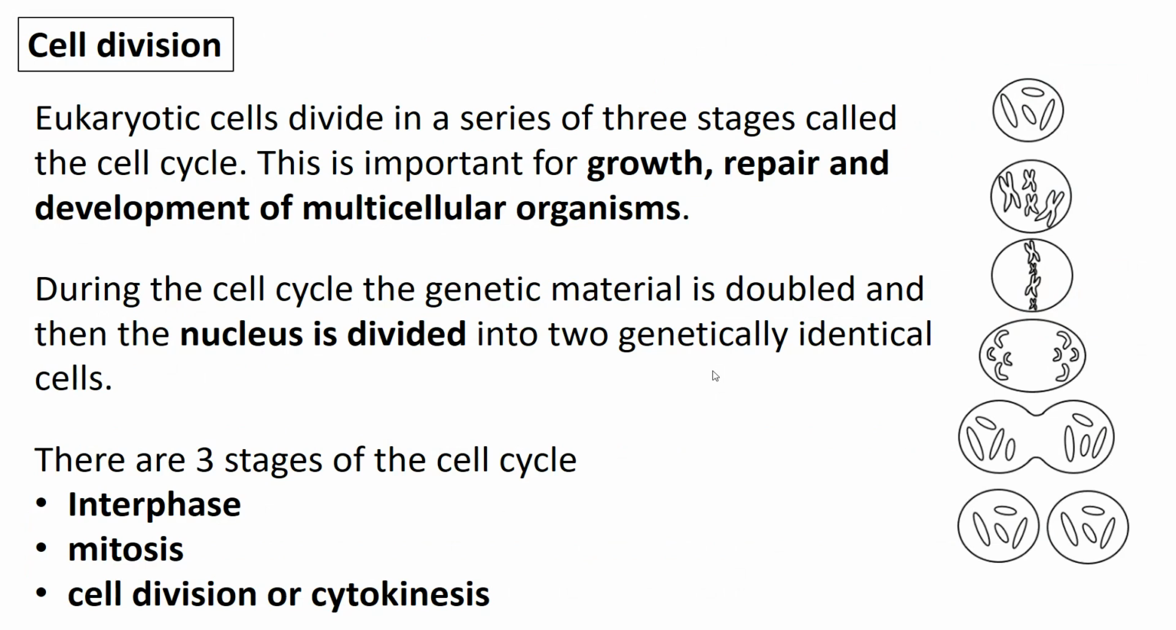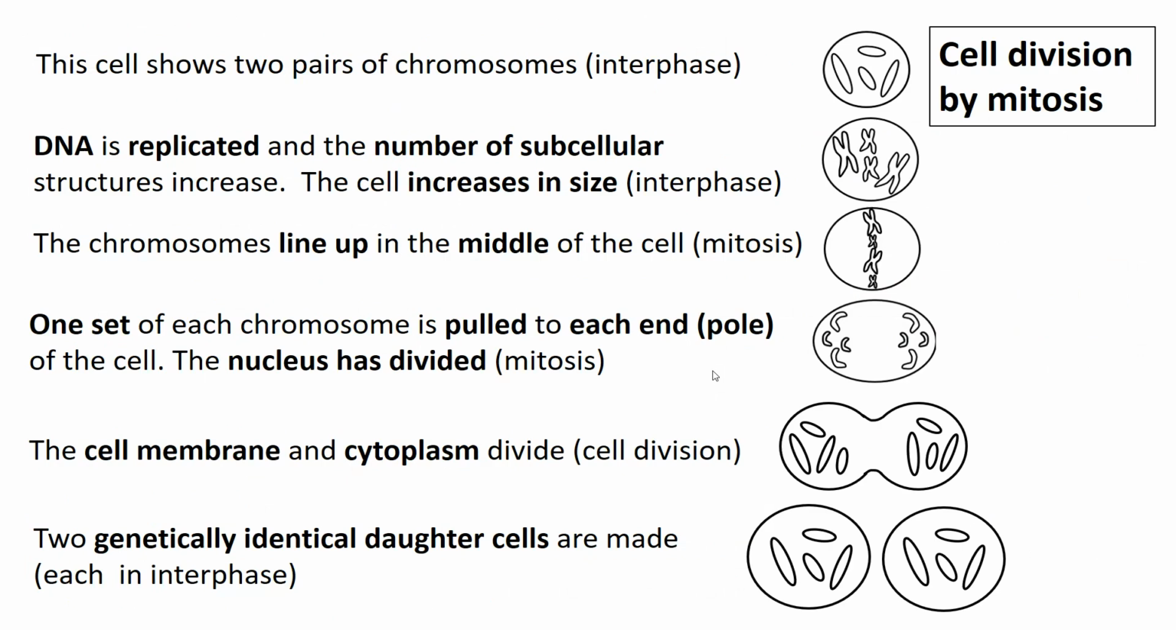So eukaryotic cells, which have a nucleus, divide in something called the cell cycle, and there are 3 stages to the cell cycle. The cell cycle is really important if you're to grow or repair your cells, or how multicellular organisms are going to develop and carry out their functions. So the cell cycle, the most important thing it needs to do is to double the genetic material and divide the nucleus. And there are 3 stages to it, as I said before: interphase, mitosis, and cell division, which we can also call cytokinesis.